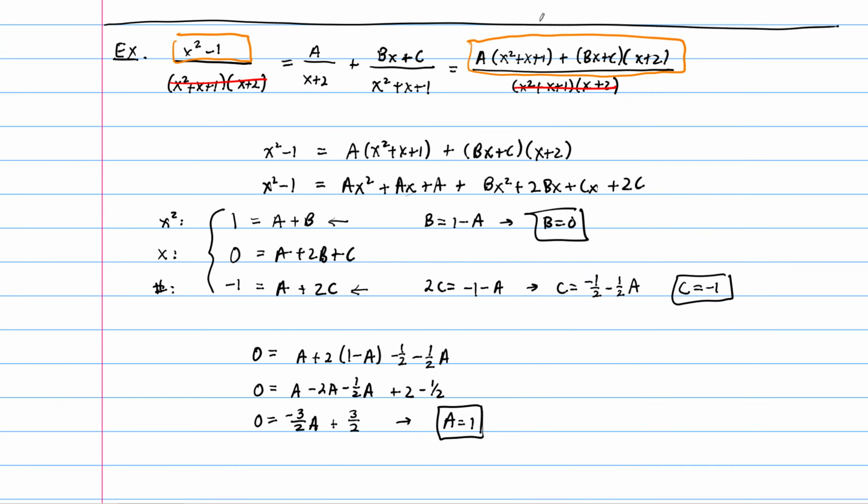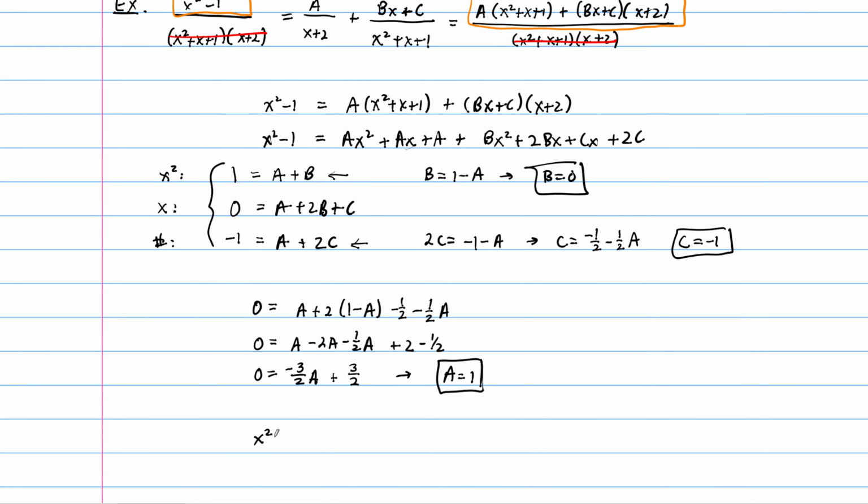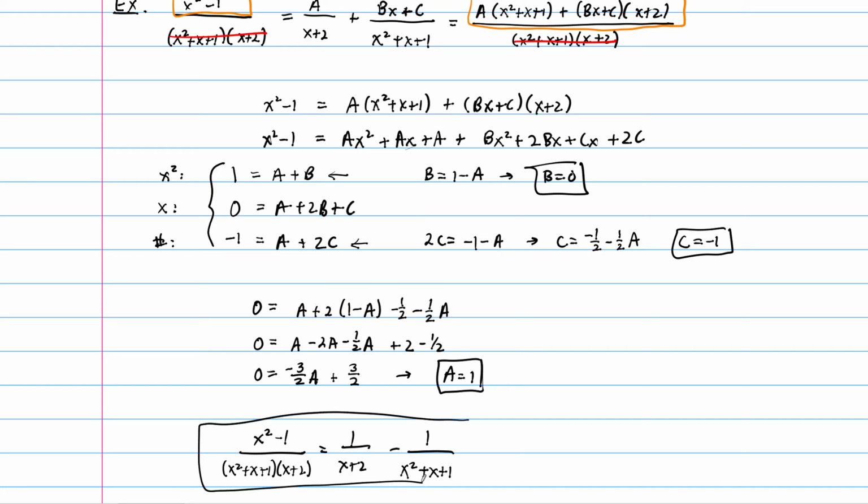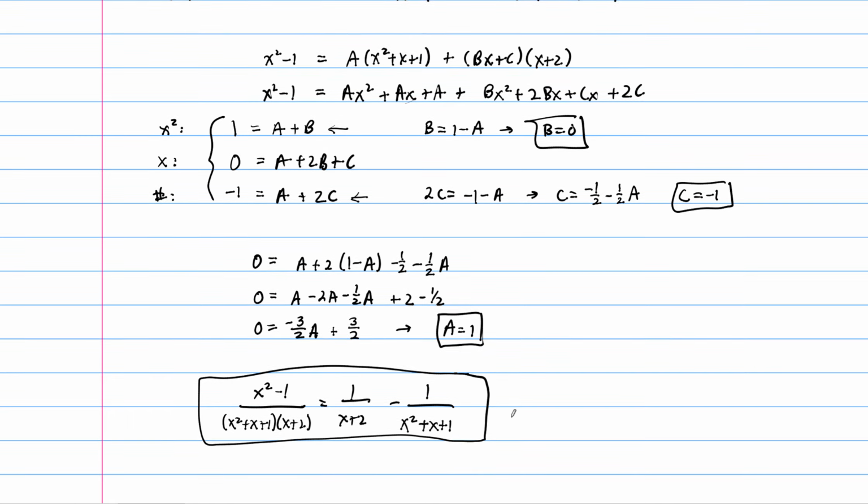And so once we've got those, then we can just plug back in up here. So now we know that x squared minus 1 over our denominator, x squared plus x plus 1 times x plus 2, is going to be equal to 1 over x plus 2 plus, so minus 1 over x squared plus x plus 1. All right, and there's the partial fraction decomposition of this rational function.